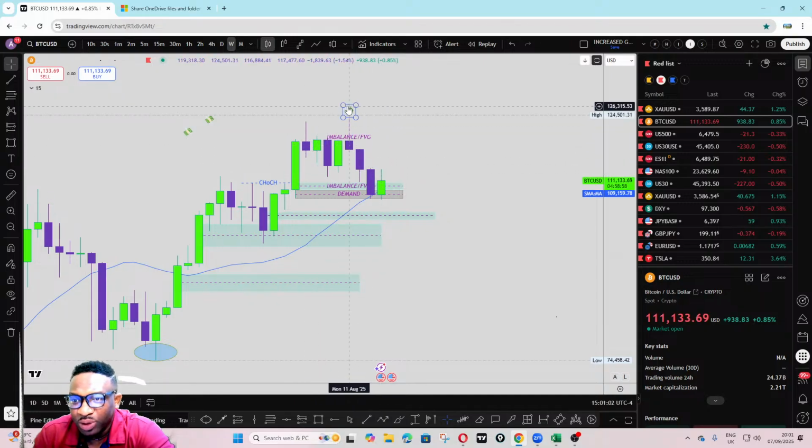So we had a liquidity sweep right from here, and since then we have broken structure or changed character to the downside.